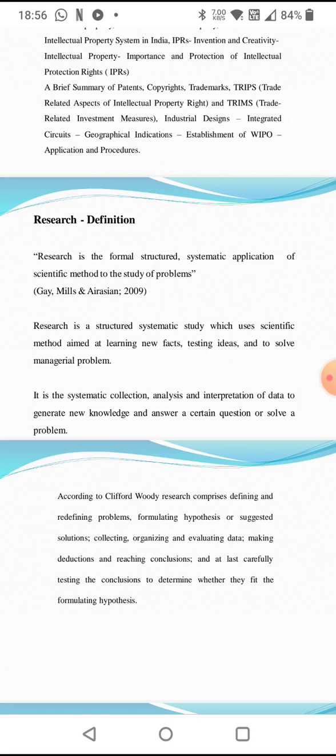According to other scholars like Slesinger and Stephenson, in the Encyclopedia of Social Sciences, research is defined as the manipulation of things, concepts or symbols for the purpose of generalizing to extend, correct or verify knowledge, whether that knowledge aids in construction of theory or in the practice of an art, right?